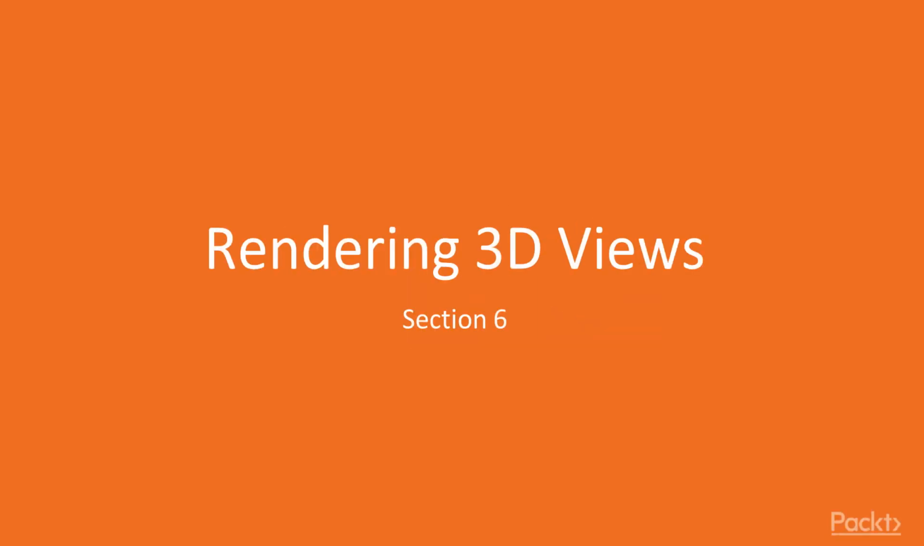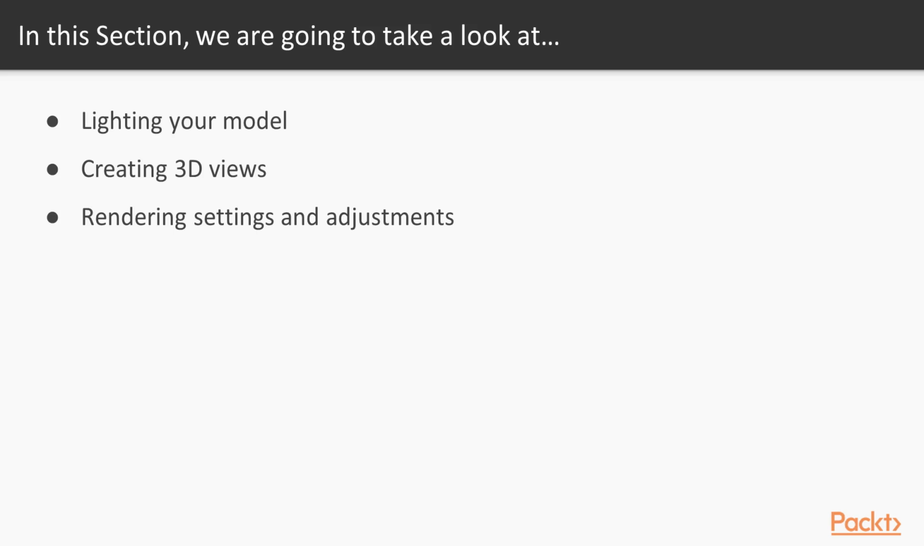In section 6, rendering 3D views, we're going to be talking about how to light your model. Now that we've talked about how you create the model, how do you light it efficiently so that you can really capture the materials and the overall design. Beyond lighting your model, we'll be talking about creating the 3D view and honing it in to capture the view that you're after. And then getting into the rendering settings: before you actually render, what kind of settings can you adjust to really get the view looking the way that you want.